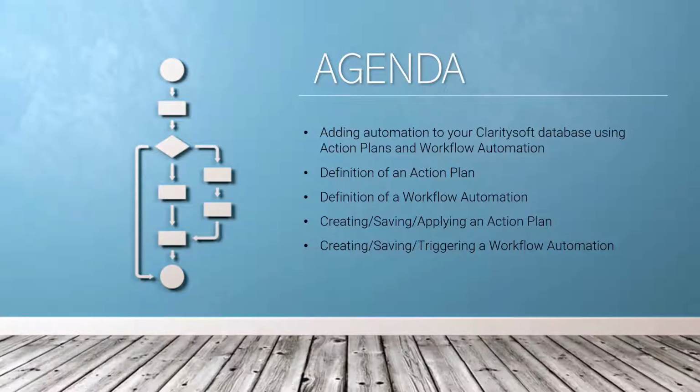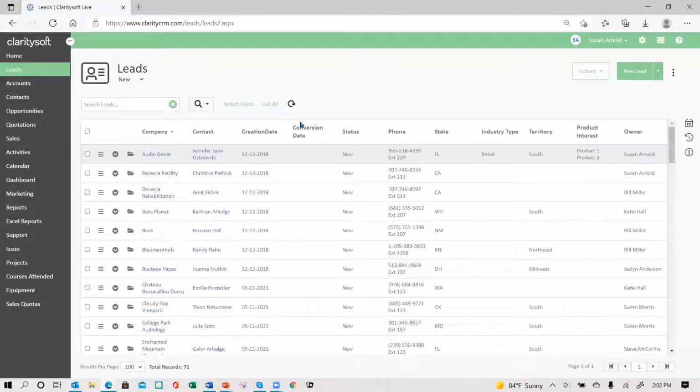So we're going to walk through the process of creating, saving, and applying an action plan, and then we'll do the same thing with some workflow automations and give you some ideas on these as we go through. So let me go to my database. The first one I want to do is to create an action plan that we will apply to new leads.